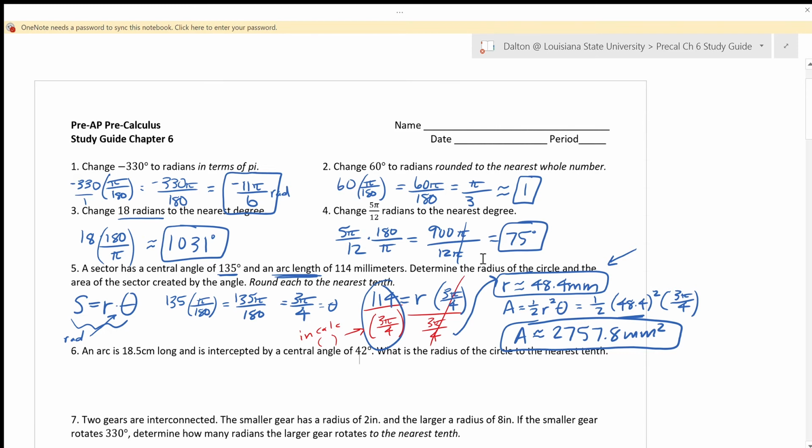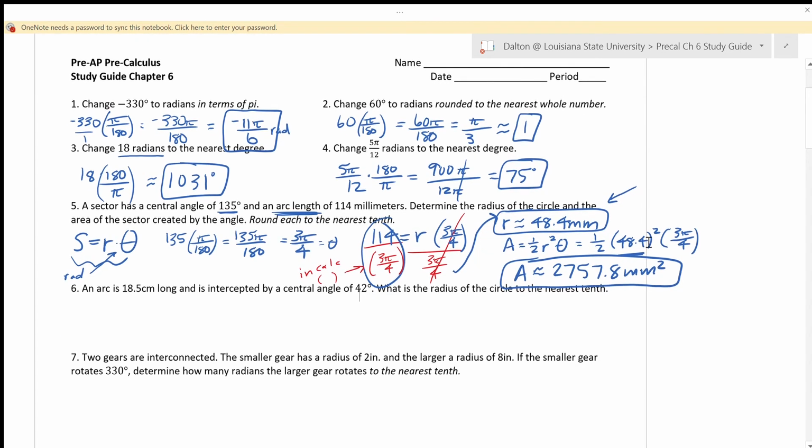Number 6. An arc is 18.5 centimeters long. It's intercepted by a central angle of 42. What is the radius of the circle to the nearest tenth? Again, the key here is length. If I'm dealing with length, the other thing I noticed is that they give me an angle in degrees, so I want to convert that to radians first.